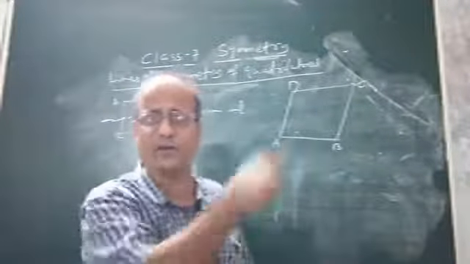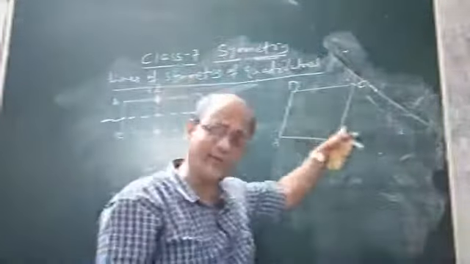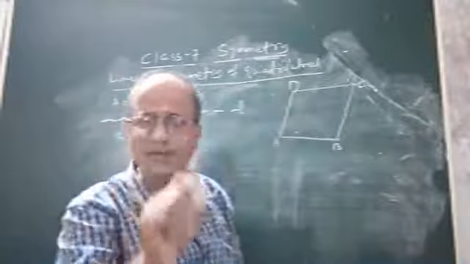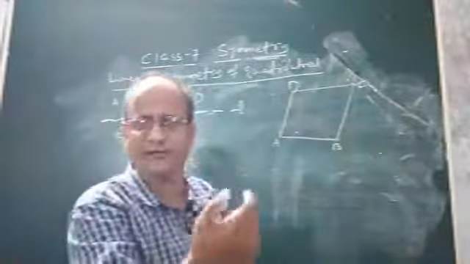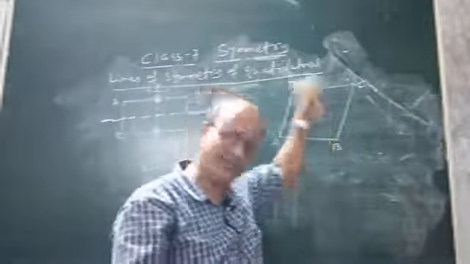That is the difference between a rhombus and a square. But in a square all the four sides are equal, and in a rhombus also all the four sides are equal. So that is the similarity between rhombus and square. And what is the difference? In a rhombus no angle is 90 degrees, but in a square each angle is 90 degrees.